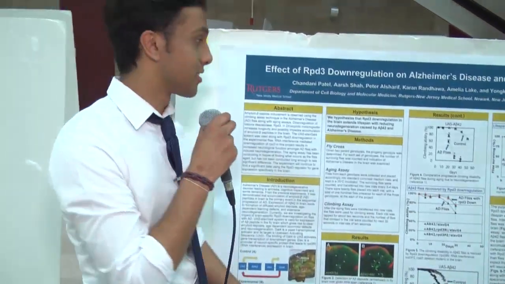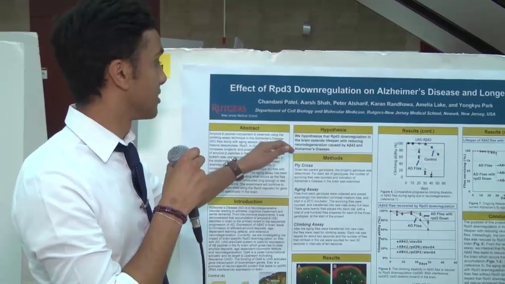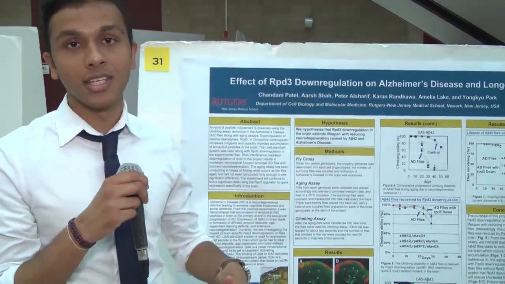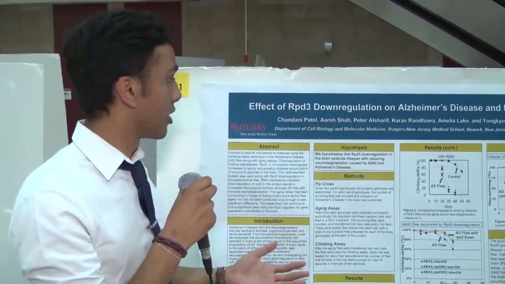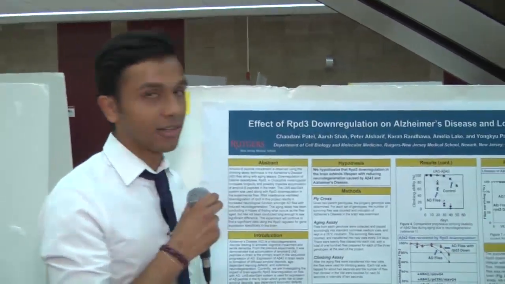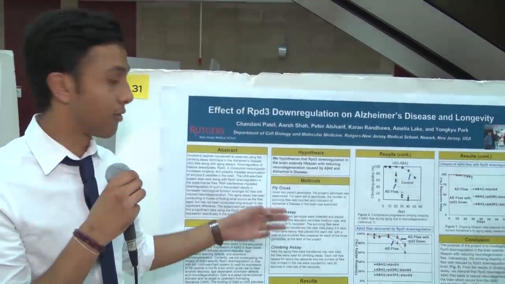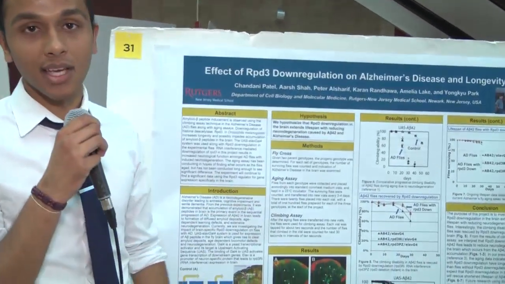All right, so our hypothesis was just that RPD3 downregulation in the brain extends lifespan while reducing neurodegeneration in the fly brains that's caused by amyloid beta 42 and Alzheimer's disease, eventually, if it does go to clinical studies. So the way we did that was through 3 methods: the fly cross, the aging assay, and the climbing assay.